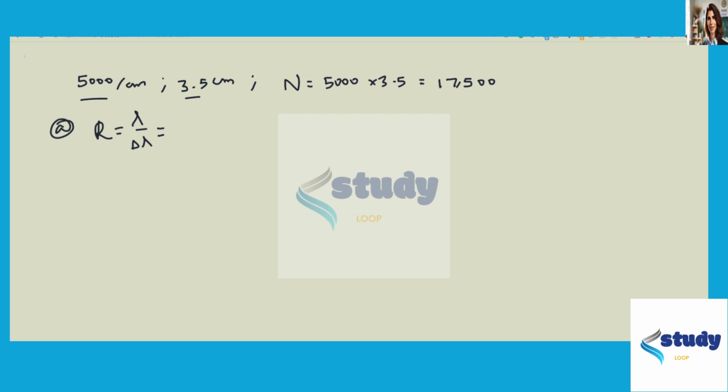So now we know that chromatic resolving power is lambda by delta lambda, and for a diffraction grating, that is Nm, where N is the number of slits and m is the order at which we are resolving. So for order 1, it's simply N, which is 17,500.